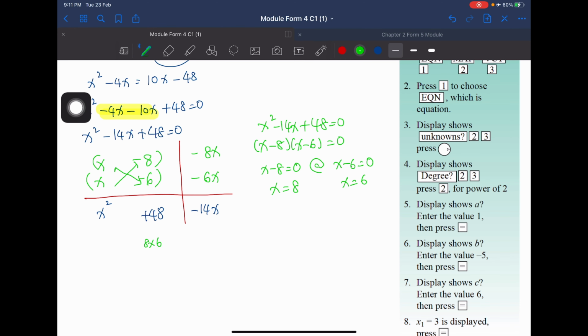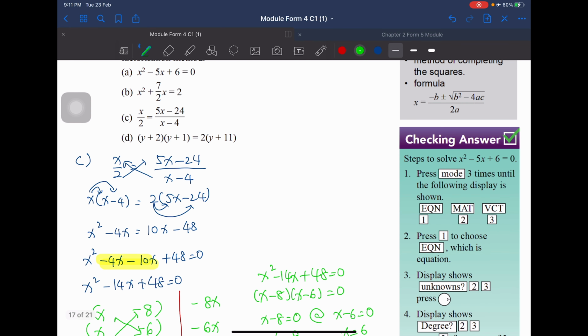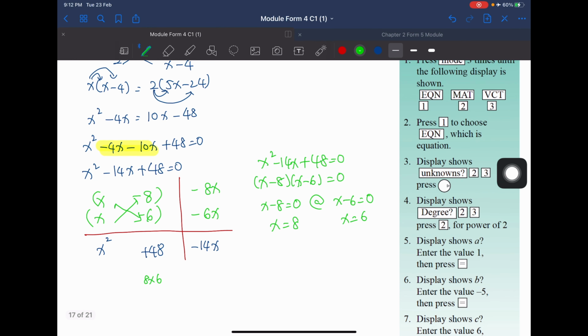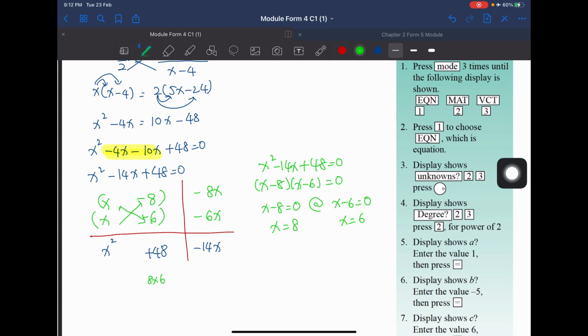Okay, so the same thing with D. You need to expand first these two brackets and expand the right side, and then you bring forward, so it will become equals to 0, and then you do the same method.